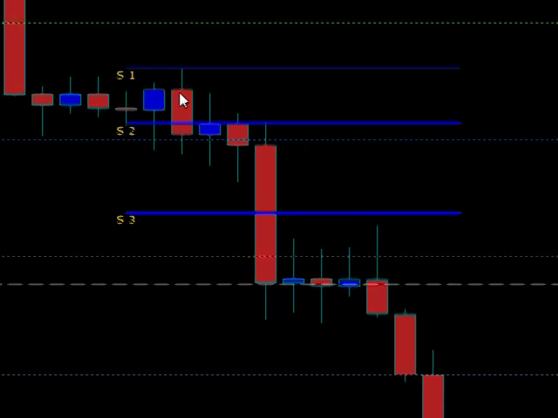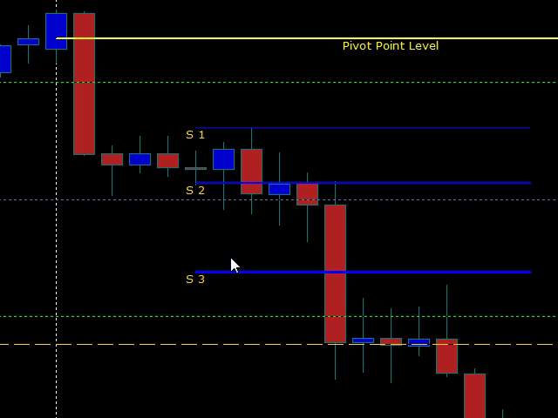So there was only one trade. It was up here, and it was to sell off the S1.